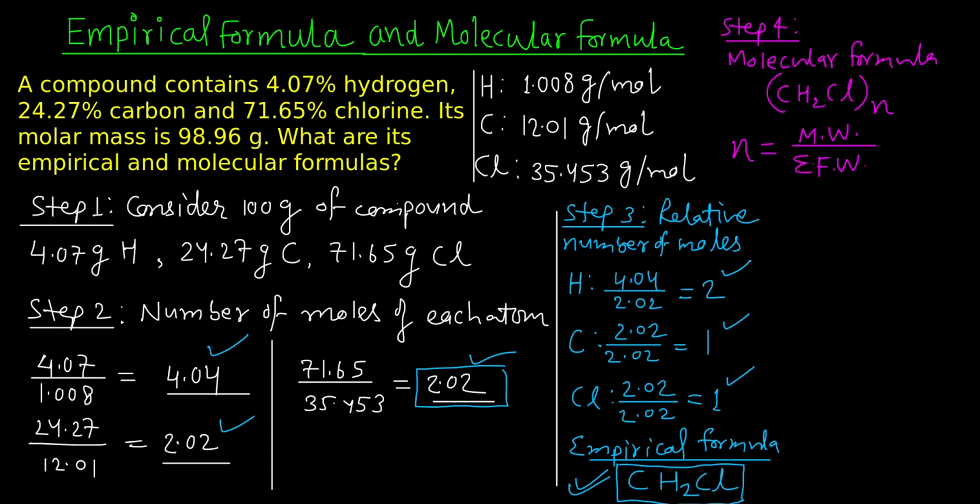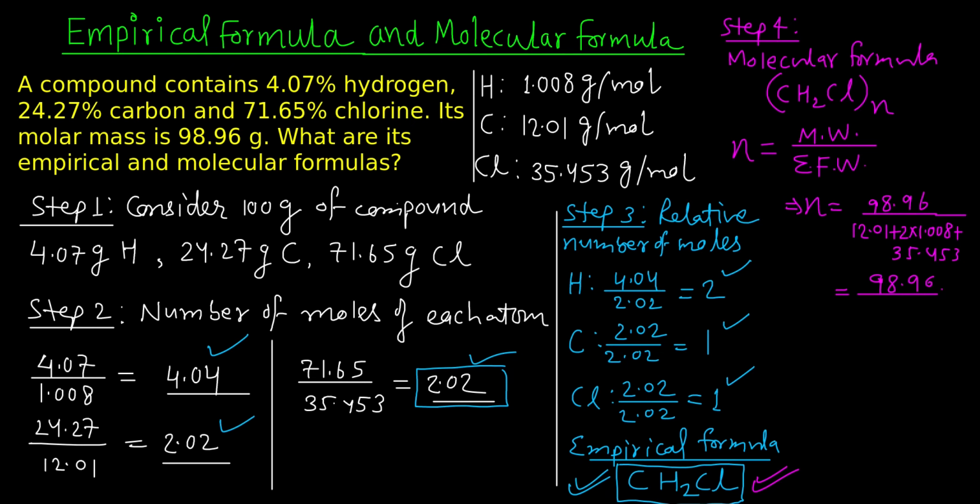The empirical formula we have calculated just now is CH2Cl; we will take its weight and divide the actual molecular weight by that weight. So here n will become the molecular weight of the compound given in the question, 98.96, divided by the empirical formula weight. Carbon is 12.01, that is known. Hydrogen is 2 into 1.008, plus there will be one more, chlorine, that will be 35.453.